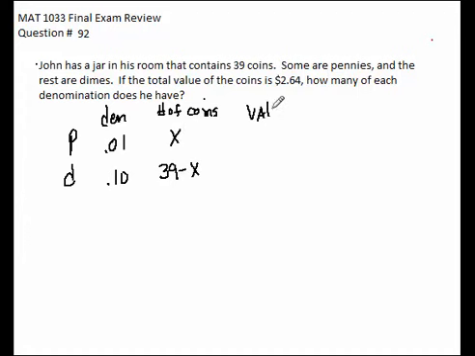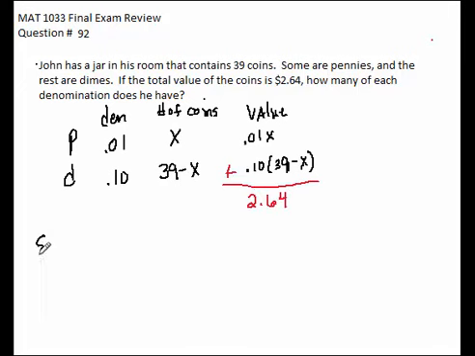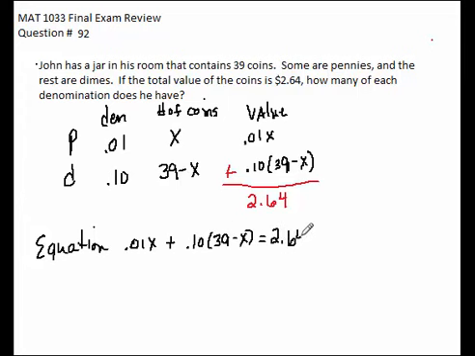And then the last column of the table, we had the value, which was the product of the first two columns. And that total value, the sum of those two values, would be our total amount of money. So our equation would be 0.01x, the value of the pennies, plus the value of the dimes, equal to the total amount of money.